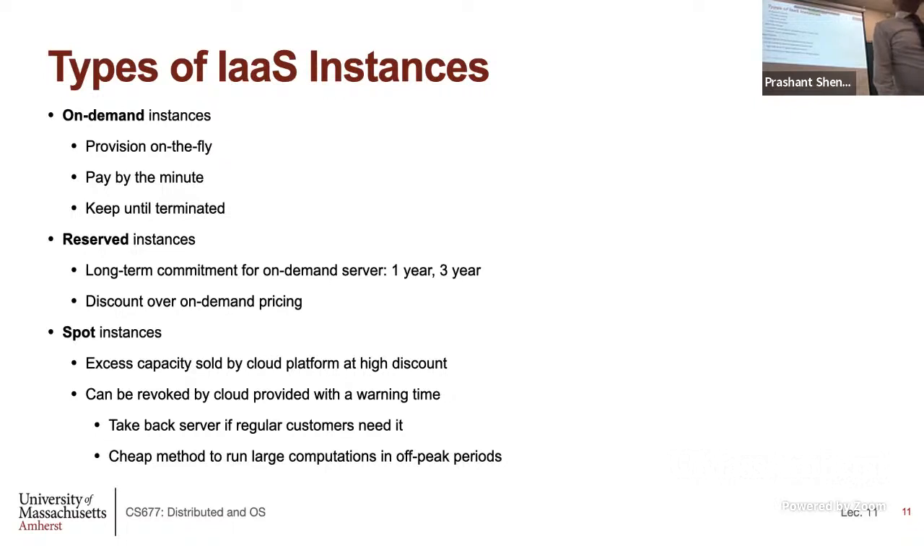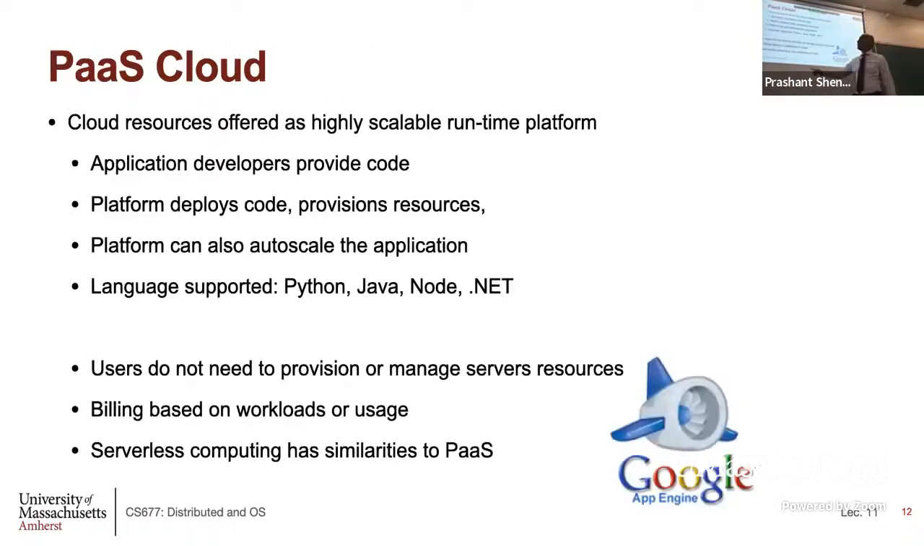Any other questions? Okay, so these are the three types of instances in the IaaS cloud. Let's now talk about platform as a service cloud. As I said, in this case, you're not renting servers. You're essentially renting a platform. What is a platform? You can think of a platform as essentially a software stack that allows you to run applications.